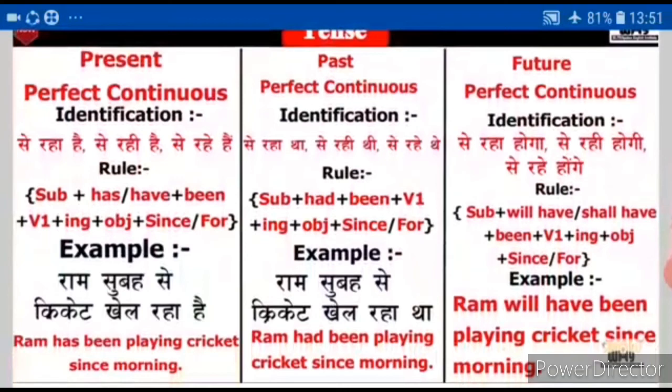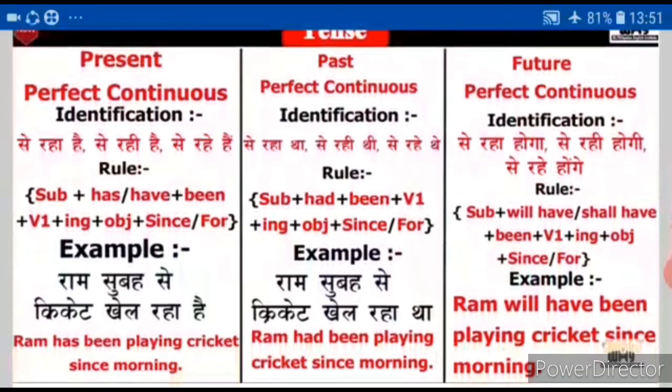Past perfect continuous identification: से रहा था, से रही थी, से रहे थे. Its rule is subject plus had plus been plus first form of verb plus ing plus object plus since or for. For its example, Ram had been playing cricket since morning. For negative sentences, we have to use not after had. Ram had not been playing cricket since morning.